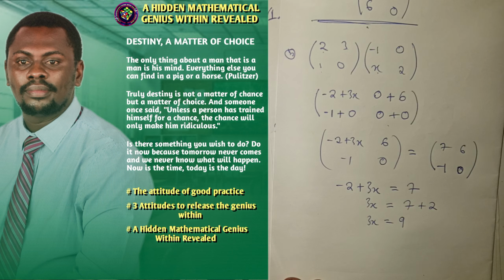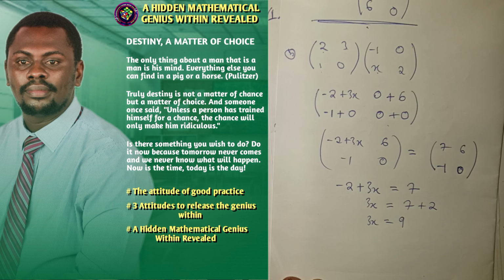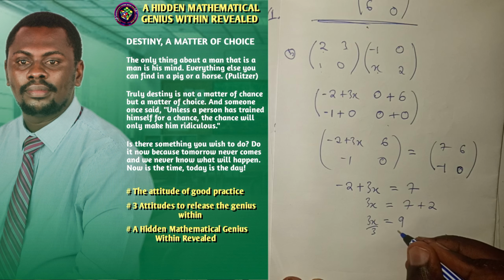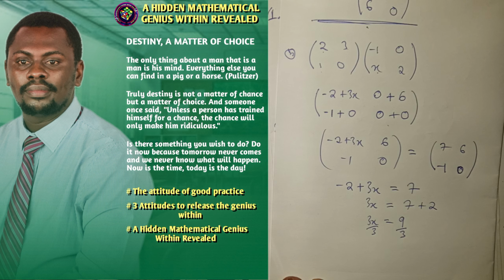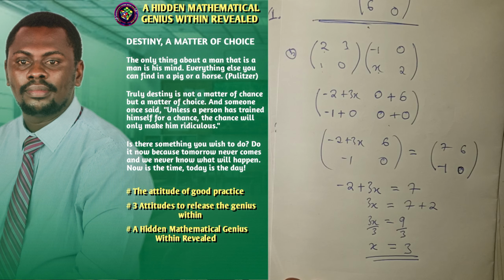And we are solving for x. So for us to remain with x this side, it's just a matter of dividing by 3. If you divide by 3 this side, you also divide by 3 the other side of the equation. 3 and 3 will cancel out, so we are going to have x is equal to, what is 9 divided by 3? You get 3. So x is equal to 3.